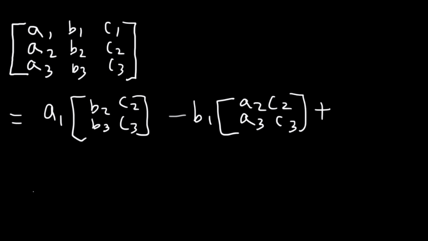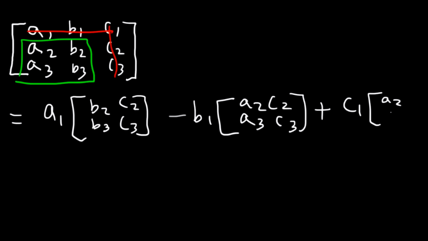And then plus, the next one is going to be C1. C1 is in row 1, column 3. So what we have left over is A2, B2, A3, B3. So it's going to be C1, A2, A3, B2, B3. And then you know how to evaluate a 2 by 2 matrix because we covered that already.